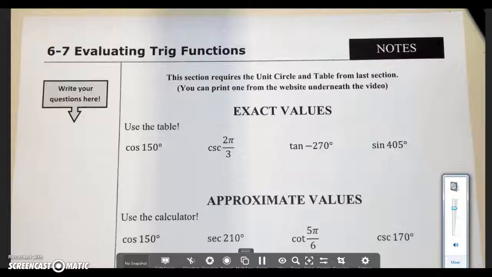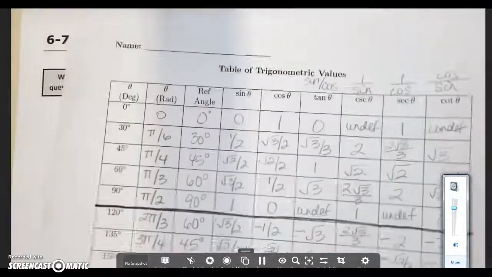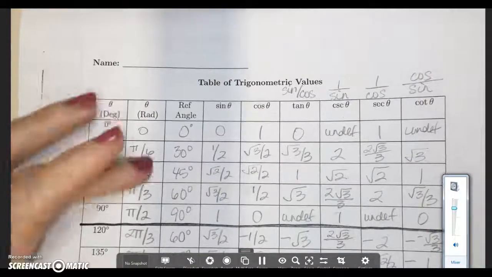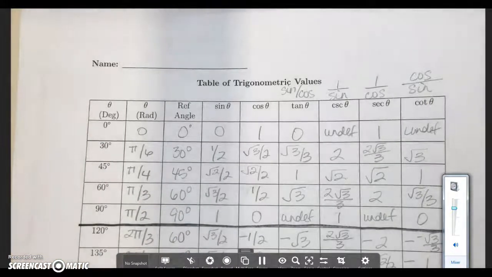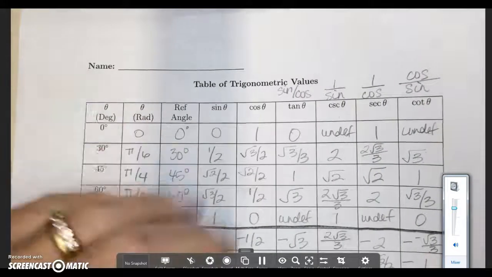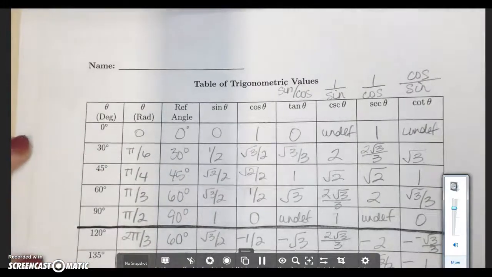Alright, so we are on to 6.7, evaluating trig functions. This is where you're actually going to utilize the unit circle and all the values that we found on the unit circle and all the values that we filled in on our trig table. If you have not yet done this, you need to do this and become very familiar with this trig table. A copy of this will be in the Google Classroom.